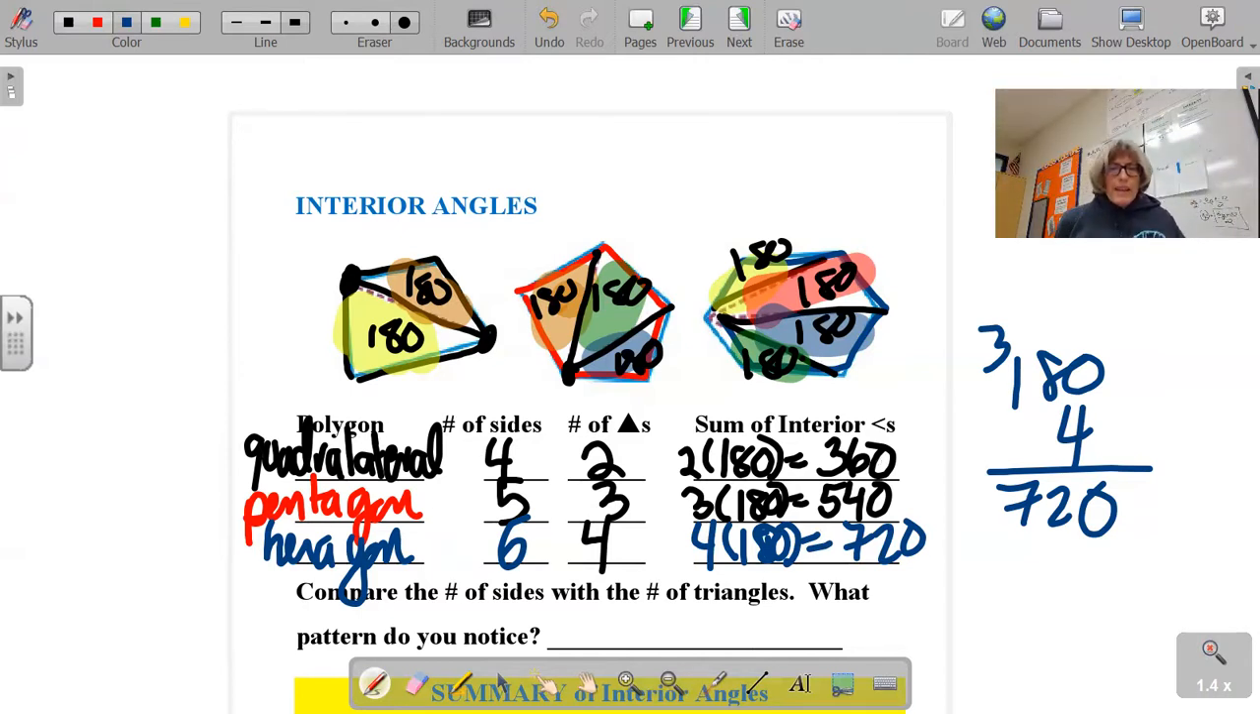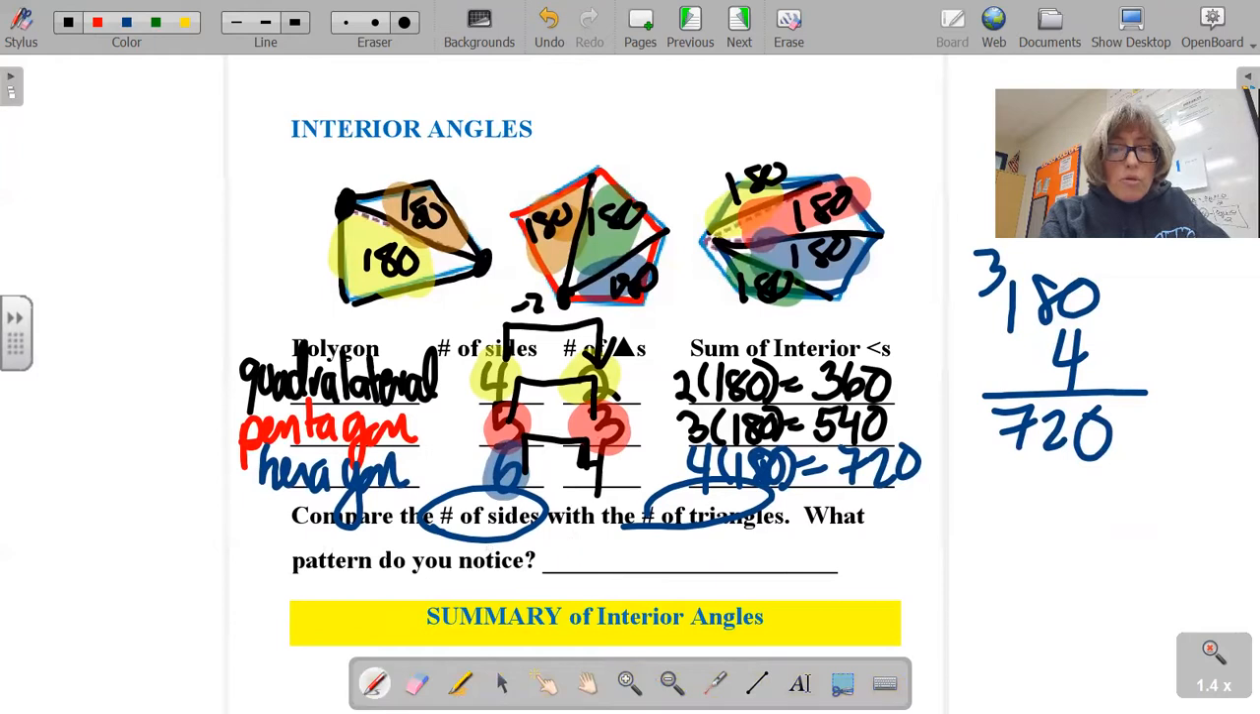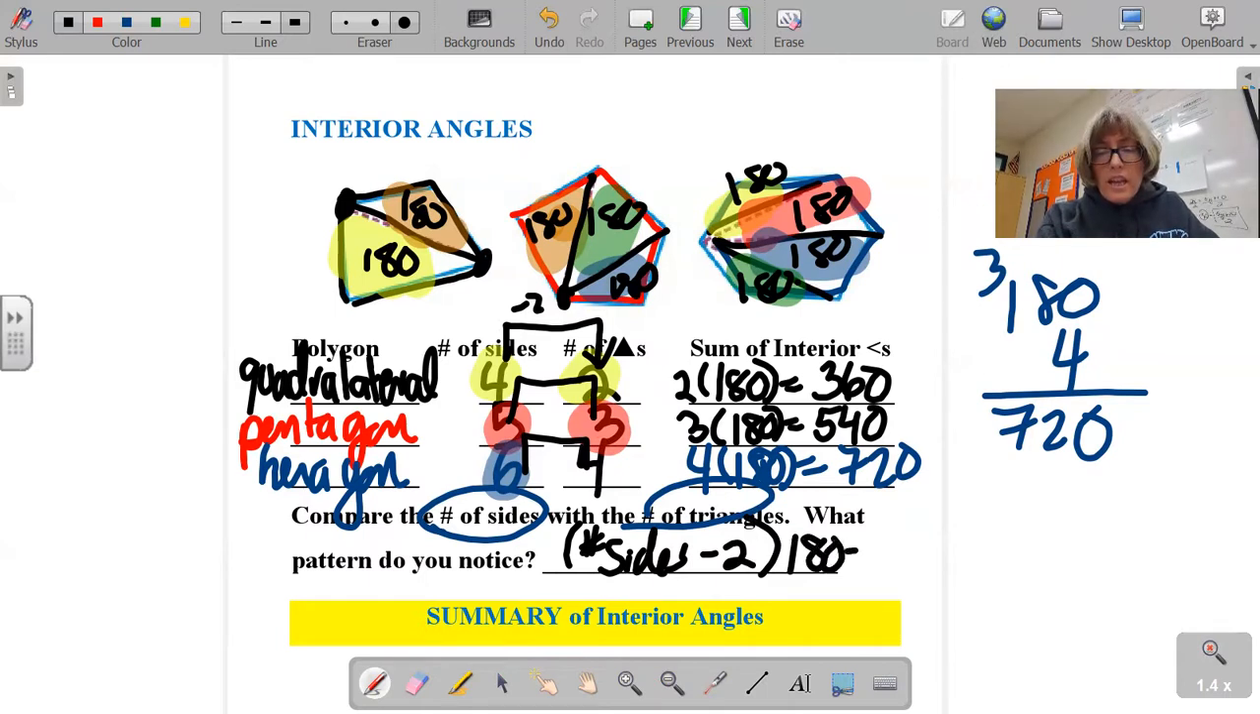Look at this pattern you're noticing. If you have 4 sides, it creates 2 triangles. If you have 5 sides, it creates 3 triangles. If you have 6 sides, it creates 4 triangles. So what we notice about the number of sides to the number of triangles, 4 minus 2 is 2, 5 minus 2 is 3, 6 minus 2 is 4, that to get the number of triangles, we take the number of sides minus 2, that gets us the number of triangles, and then each triangle is 180, and that gets you what is called the sum of the interior angles.